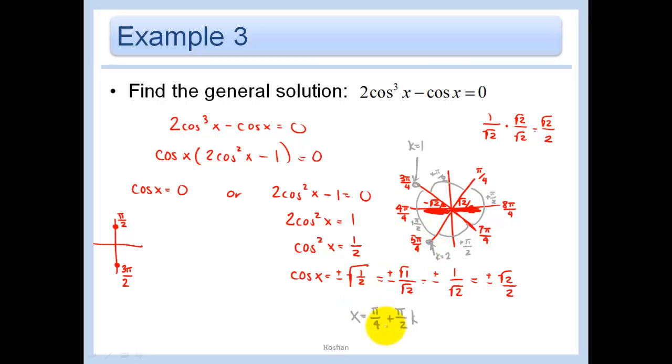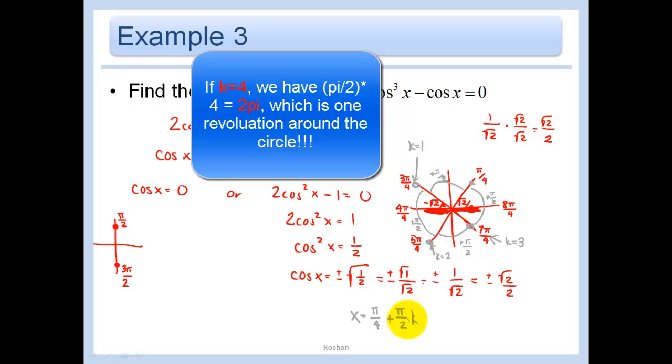Think about it. What if k is 2? We get pi over 4 plus pi over 2 times 2, which is pi. Pi over 4 plus pi is 5 pi over 4. If k was 3, that would be this answer right here. And k equals 4 would be one whole time around, because k being 4 is plus 2 pi, which is all the way around the circle. So that's what this is all getting at.